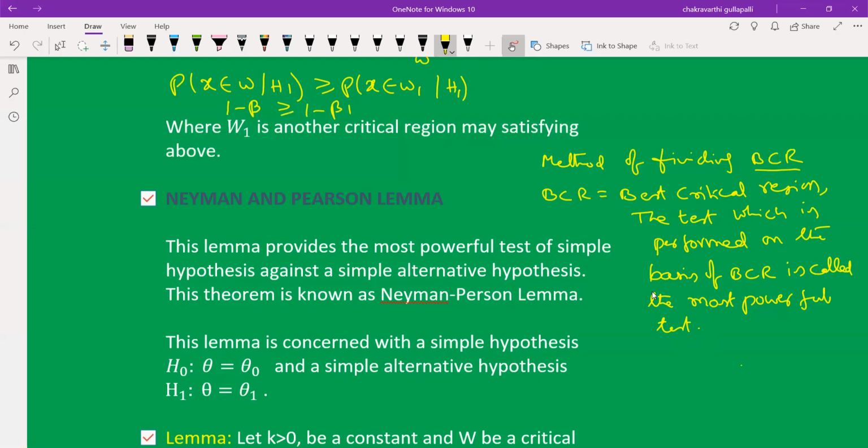BCR is the best critical region. Maximum power critical region is called BCR. Now, to fix the alpha at a low level, minimize the beta or maximize the 1 minus beta. The corresponding critical region is called best critical region. The corresponding test is called most powerful test.